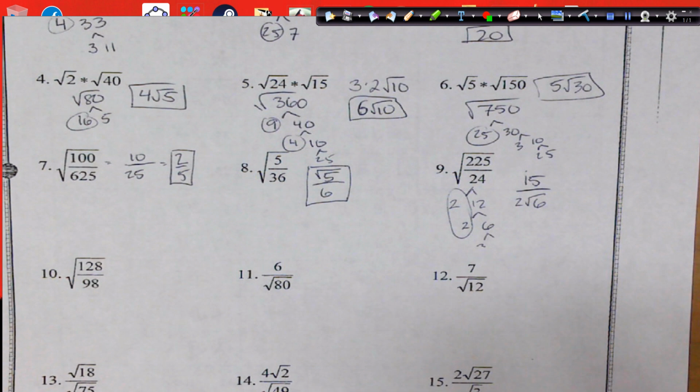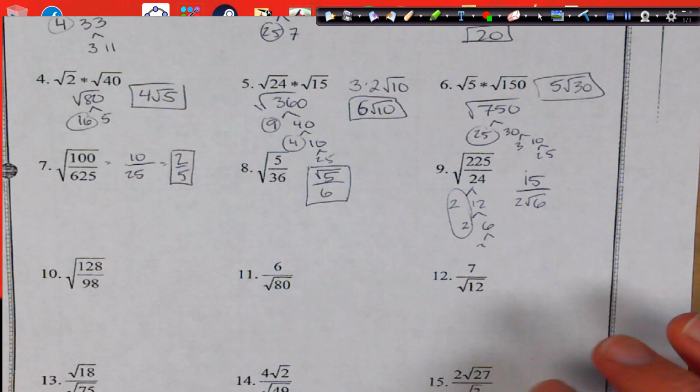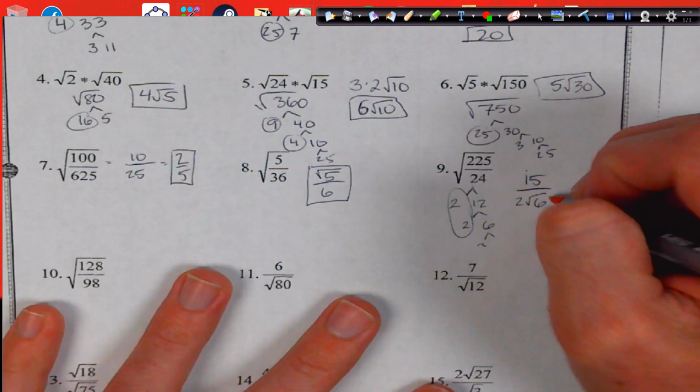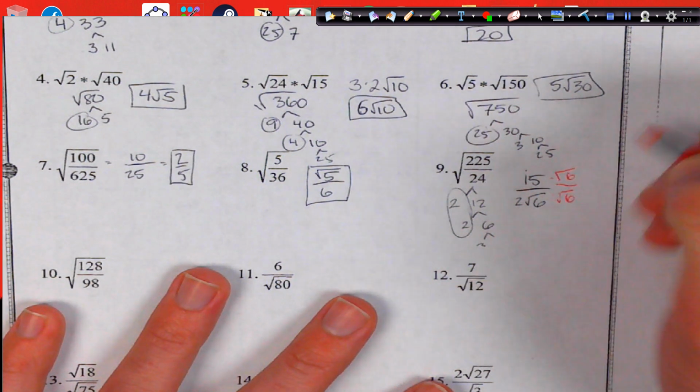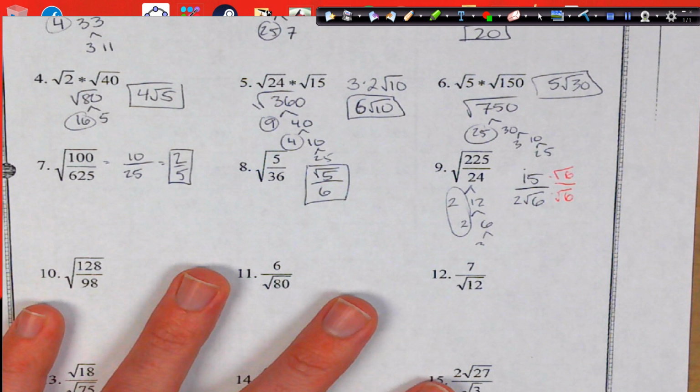Now, again, I have a radical in the denominator, so I don't like that. So I'm going to have to go ahead and multiply rad 6 over rad 6. And that's going to go ahead and cancel.